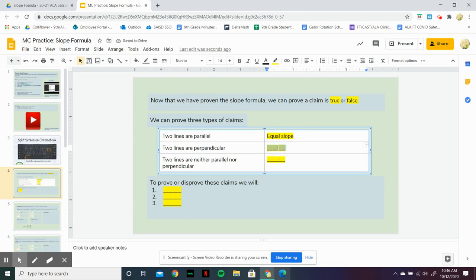The second type of claim we can prove is that two lines are perpendicular, which means they have negative reciprocal slope. Reciprocal meaning you flip the fraction, negative meaning you make it negative. And the last thing that we can prove is that two lines are neither parallel nor perpendicular. This means that they do not have equal slope or negative reciprocal slope.